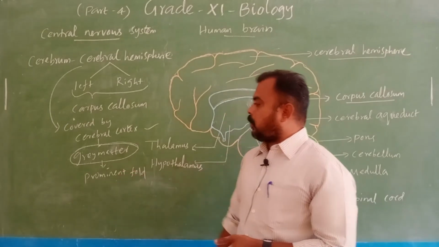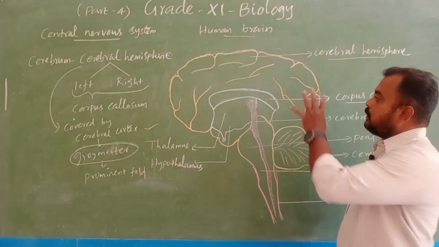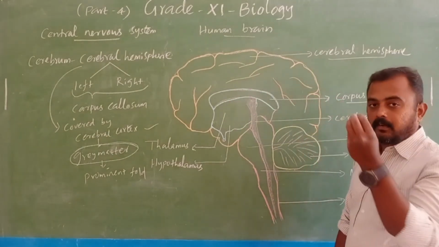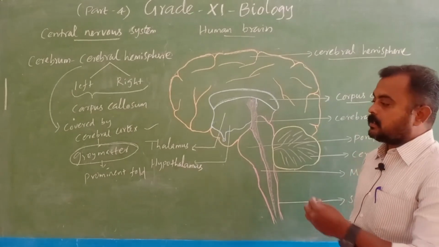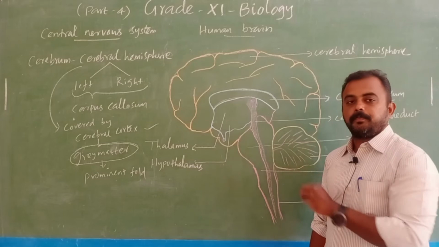Then we have prominent folds. As I told already, in the cerebrum we have several folds. One is an upward fold, and another one is a groove.